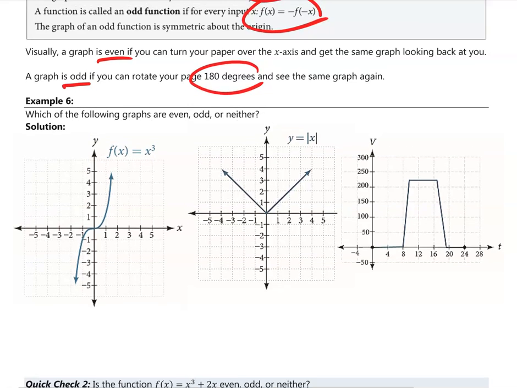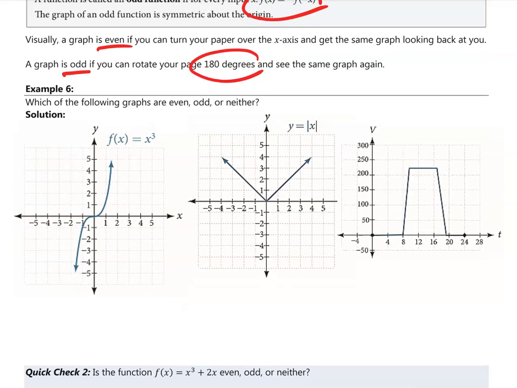So let's take a look at these examples here. Which of the following graphs are even, odd, or neither? So this is a cubic, f of x equal to x cubed. You can turn this 180 degrees and you will see still the same graph. So that's why this is odd. Another way to look at this, since it's 180 degrees, if you can reflect it both about the y-axis and about the x-axis, and you still see the same graph, then it is an odd function.